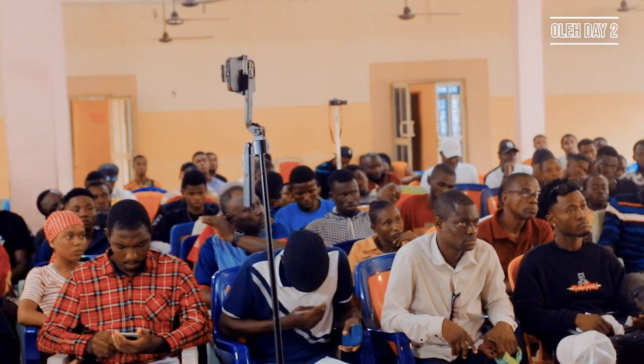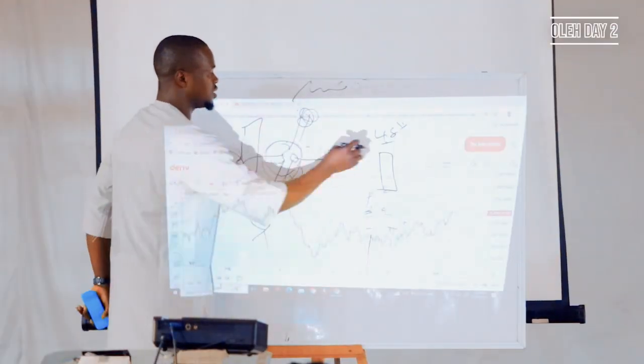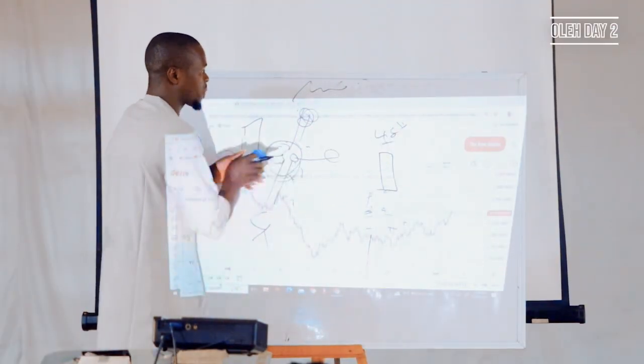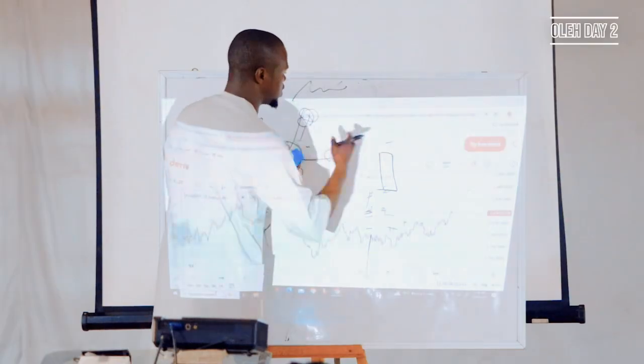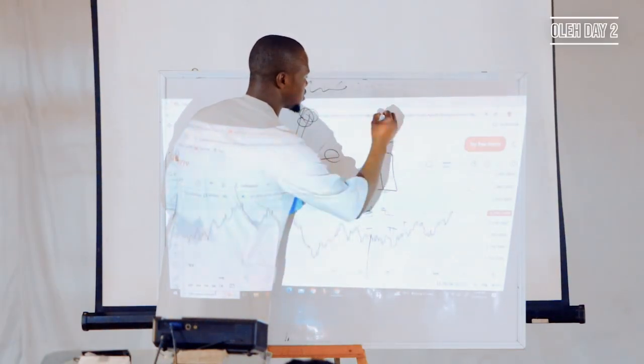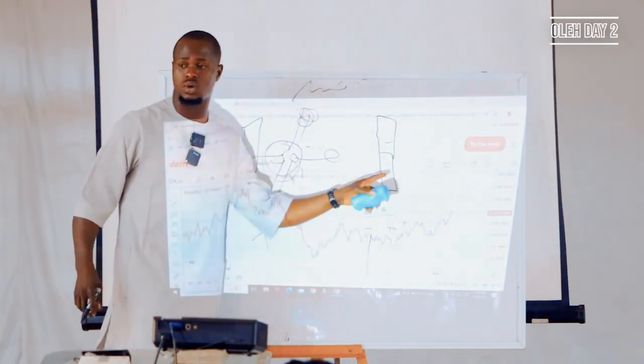Now, I want to enter in 30 minutes. I want to trade in 30 minutes. This candle now needs to reach this. This is the full 4 hours. This is the full 4-hour candle, right?